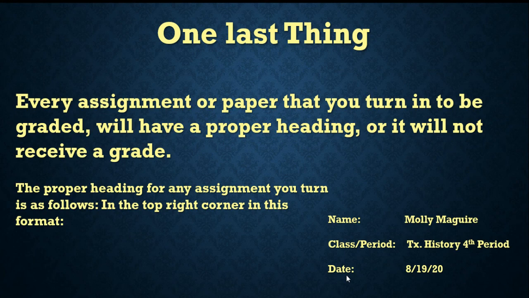In the top right corner of the page, in this format, on the top line, you're going to put your name, your first name and your last name. Next, underneath that, you're going to put your class and the period. Okay? So in our example here, I've got Molly McGuire is in Texas History in 4th period. And then finally underneath that, you'll put the date. Okay, there may be some things that you're assigned to turn in that don't have a space to do it just like that.